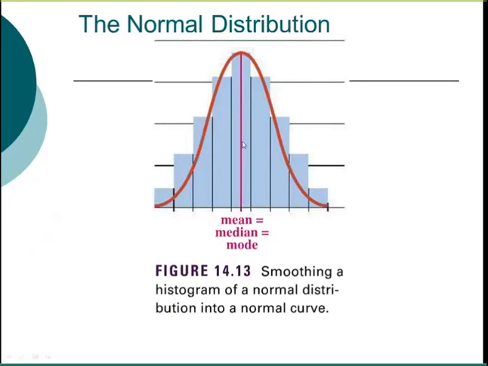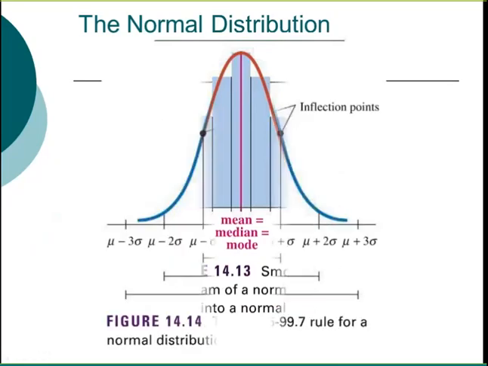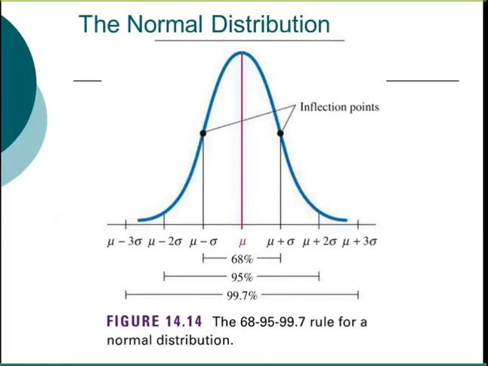Now, what happens here to have a normal distribution is you have to have the mean be equal to the median and also be equal to the mode. So that is how we get what we call the normal curve. And so the normal distribution within the normal curve is very important to this lesson.